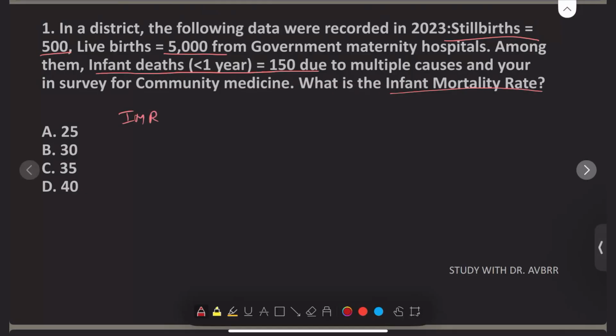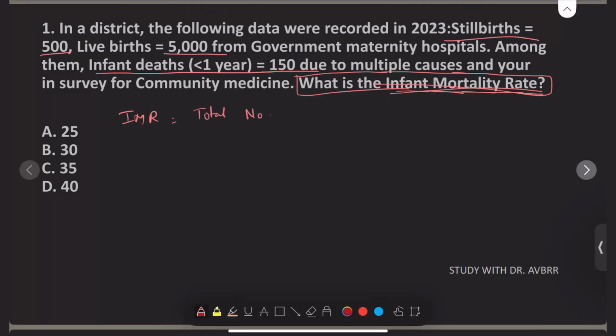And always remember, guys, here since I have time, I read the question from the top, but I recommend you read the question from the last. See what they're asking first, and according to that, you can sort out the information given in the question. So they're asking for infant mortality rate, and by now you should know the formula for it.